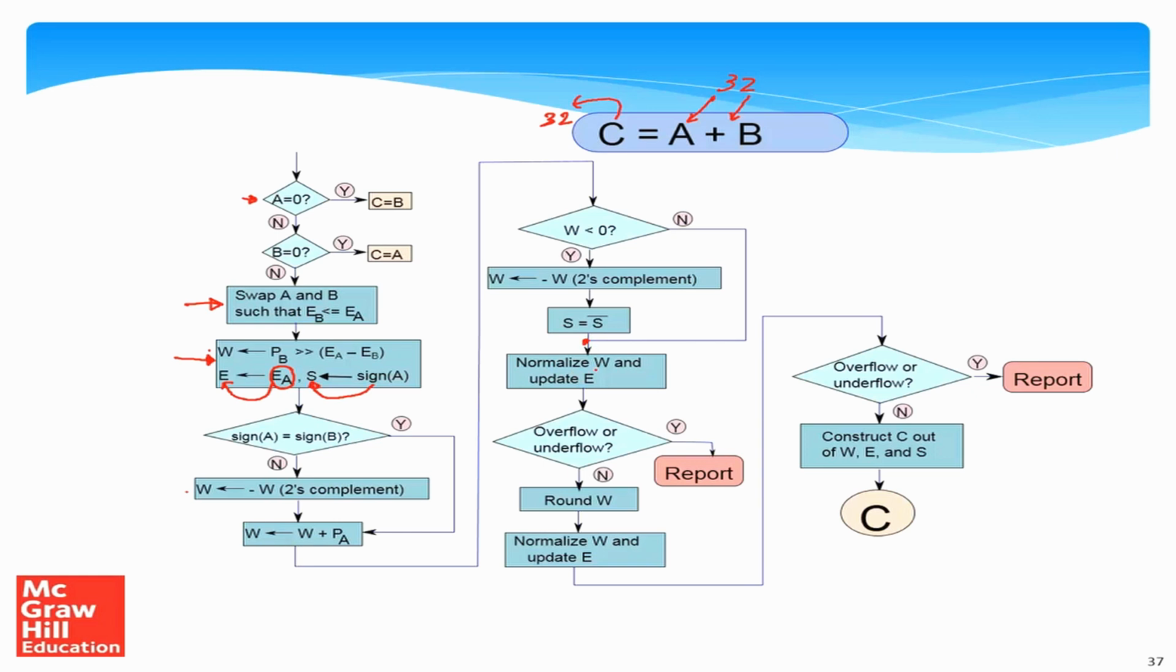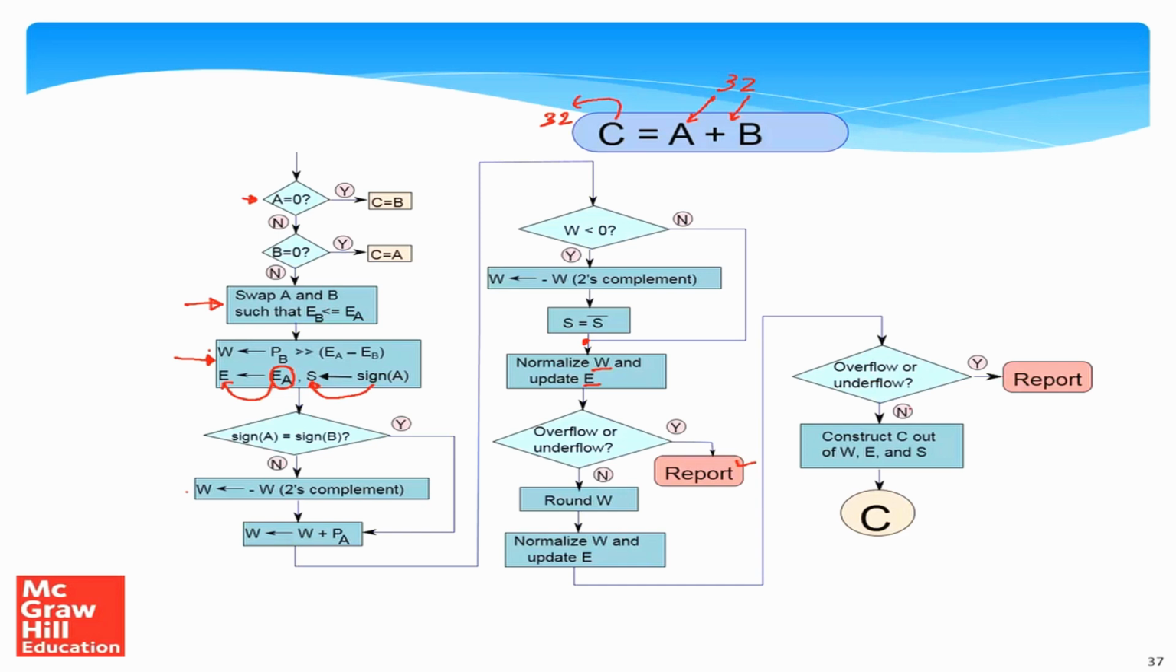Then we normalize W and bring it to the standard form, and also update the exponent E. At this point, it is possible that we can either have an overflow or underflow. What this means is that we might have exceeded the range of the number system, so this should be reported as an overflow. Then we need to perform a rounding because the mantissa can only be 23 bits. The additional bits have to be discarded, so we need to round. After rounding, we need to renormalize W and update E. The process of renormalization itself can induce an overflow or underflow, so this should be reported.